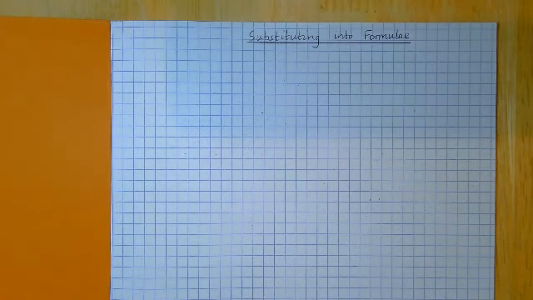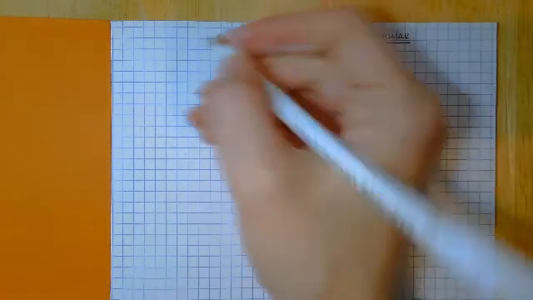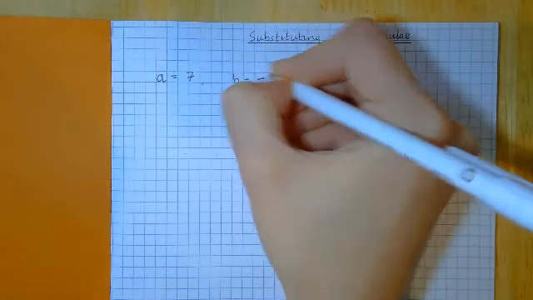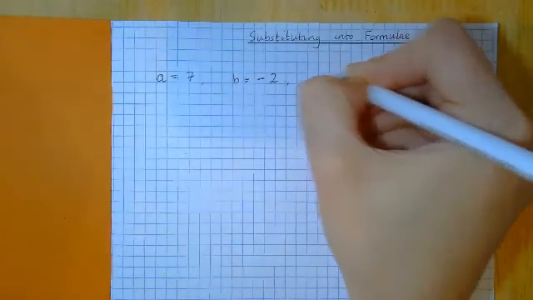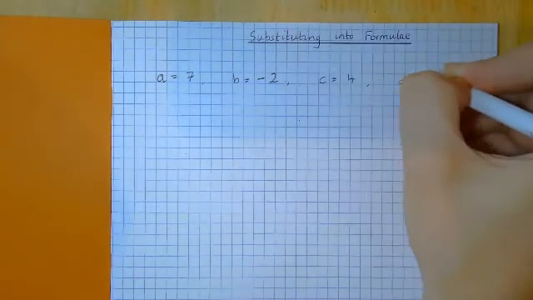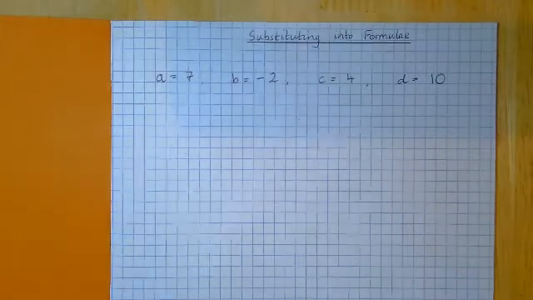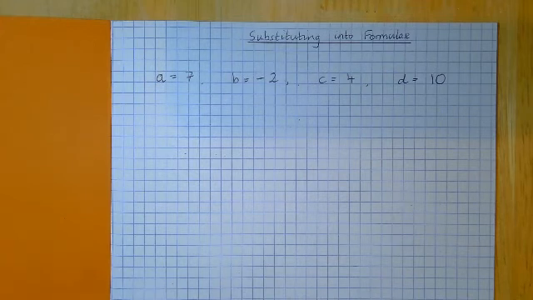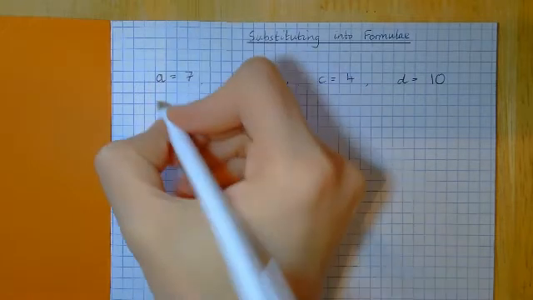Now let's just start by having a quick refresher of substitution generally. So let's write down some numbers. Let's say that A equals 7, B equals -2, C equals 4, and D equals 10. So we've got those four numbers. So remember, substituting, just like in football, you bring a player off, you put another player on. In maths, we bring the letters off and we put the numbers on. Okay, so that's exactly how it works.